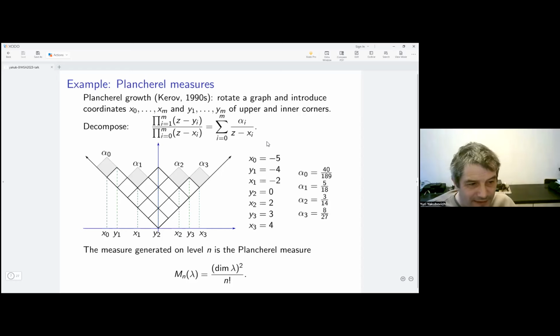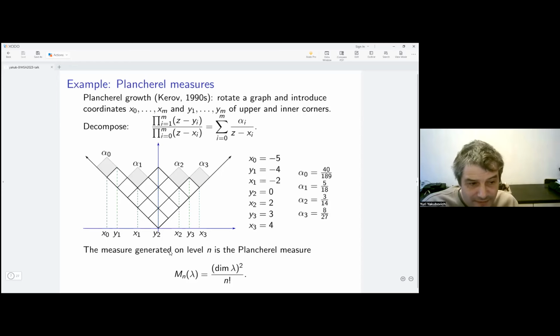Somewhat less obvious but still true is that all these alphas will be positive, or at least non-negative. It follows from the fact that these two sequences interlace. I just calculated alphas in this specific example to show you that they do not have very obvious values, but anyway, you can do it.